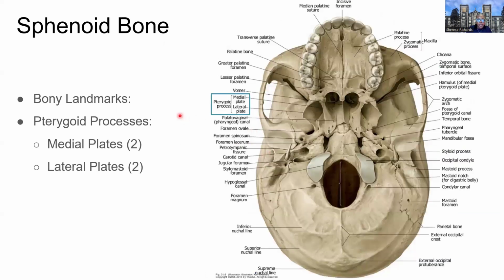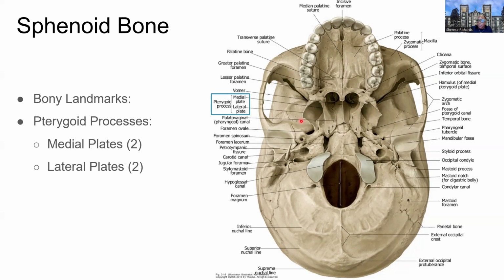Okay. Other structures. Looking at an inverted view of the sphenoid bone, we have some other projections inferiorly. These are the pterygoid processes. The pterygoid processes are collectively formed by the medial and lateral plates, medial plate and lateral plate on the left and right. So this would be the right lateral plate, right medial plate, left medial plate, left lateral plate. Together they collectively form the pterygoid processes.